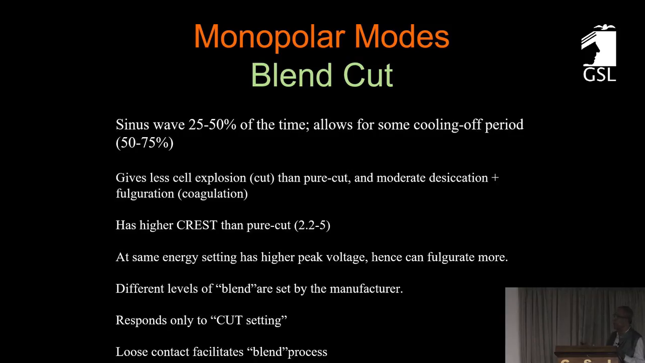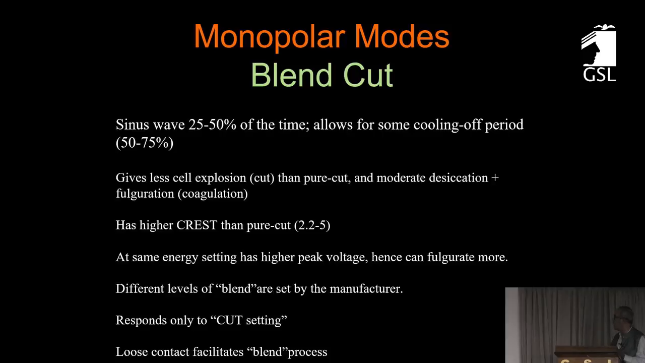Then there are the blend cuts. This is a sine wave 25 to 50% of the time, which allows for some cooling off period and gives less cell explosion, that is cut, than pure cut, and moderate desiccation plus fulguration and coagulation. It has a higher crest than pure cut, at the same energy setting a higher peak voltage, hence can fulgurate more. Different levels of blend cut are set by the manufacturer. It responds only to the cut setting, and loose contact facilitates the blend process.